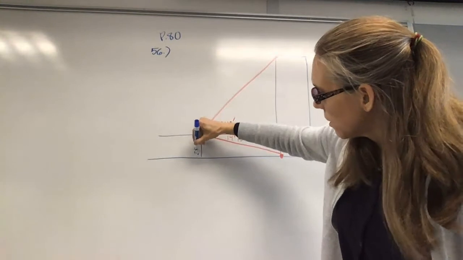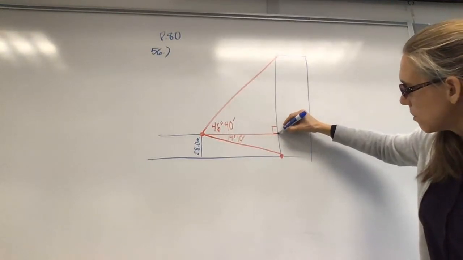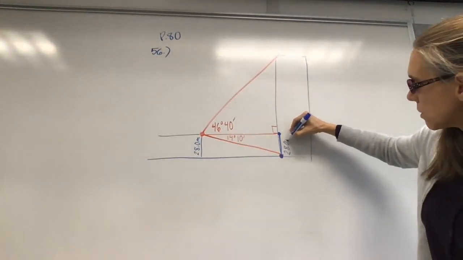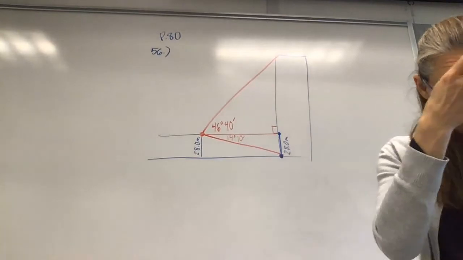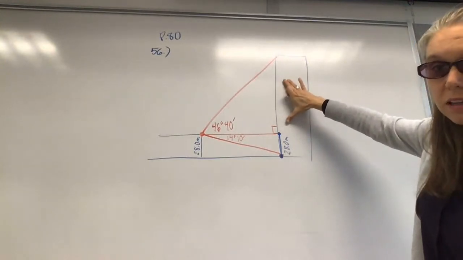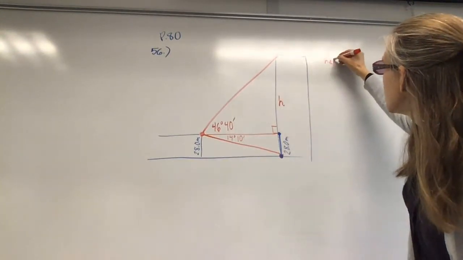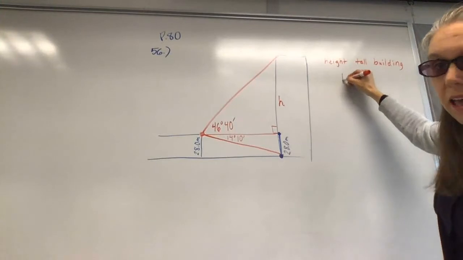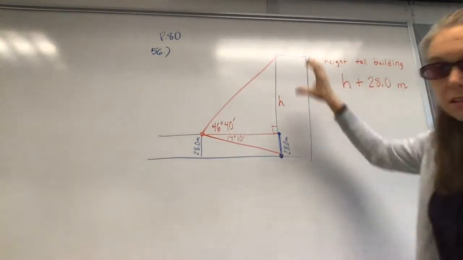So this right here, 28.0 meters, would correspond to this length right here. From this point to this point, this line segment is going to be 28.0 meters as well. Here we have this rectangle. Now we're going to find the height of the taller building. So we know this much. What we need to do is find this piece right here. So I will call this piece H. H will not be the entire height. The height of the tall building is going to be H plus 28.0 meters. So when we add these two pieces together.